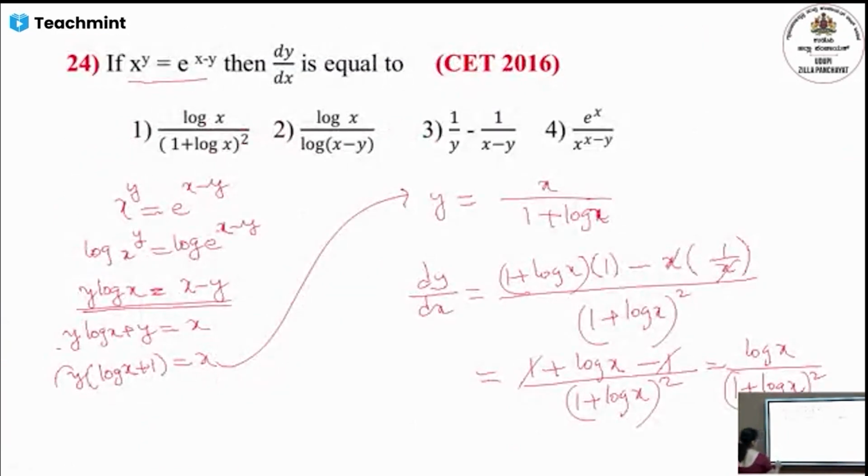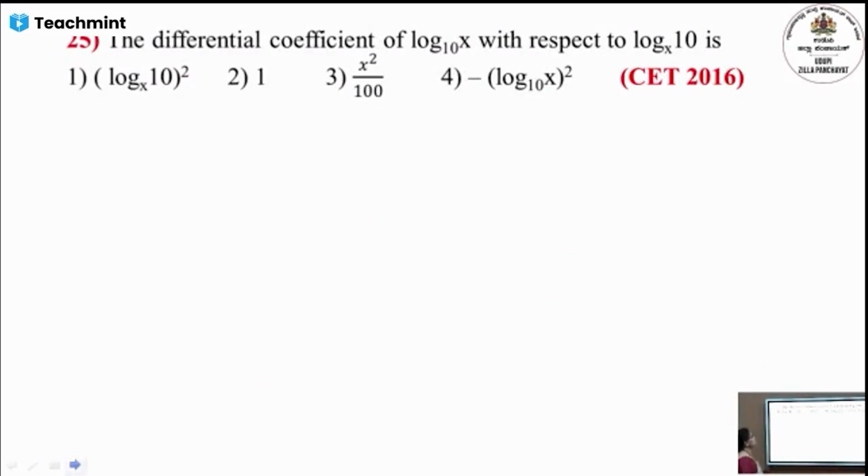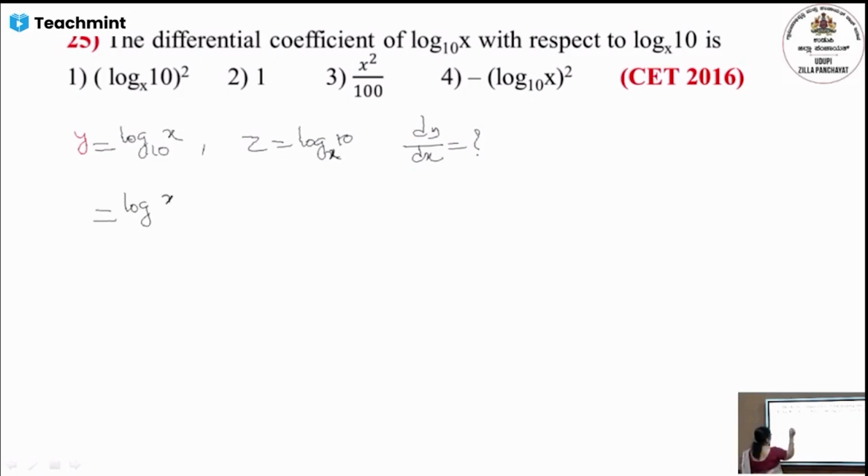Okay. Now, the differential coefficient of log x to the base 10 with respect to log 10 to the base x. So, what I will do, I will take y is equal to log x to the base 10, z is equal to log 10 to the base x. As I said, when we find the derivative of log x, it should always be to the base e. So what we shall do, we'll take log x to the base e, log 10 to the base e. Is it fine? We have changed it to the base e.